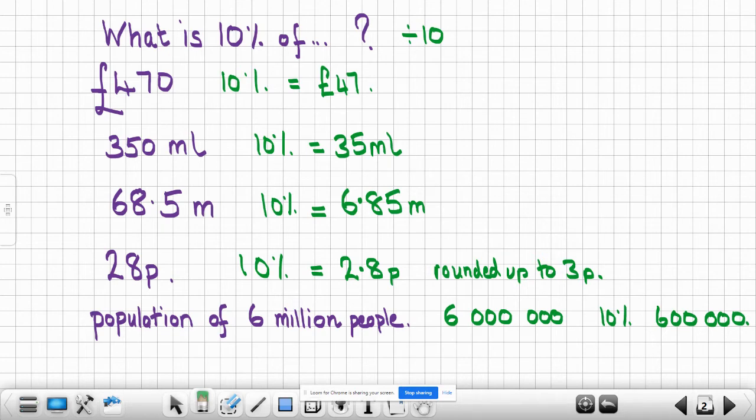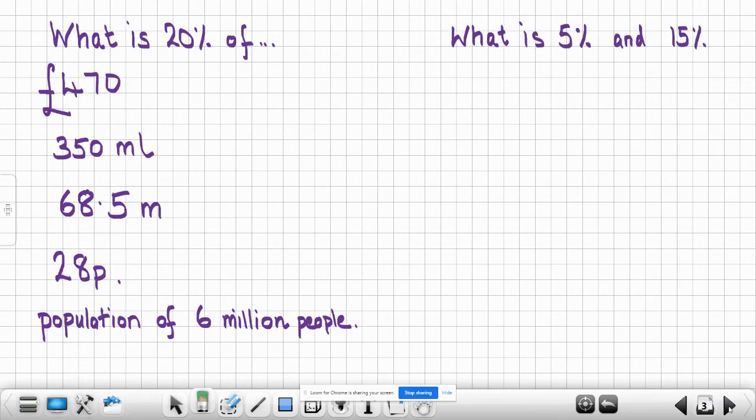But on top of that, once we understand the maths, we've then got to use it in context and understand the context that we're being given. And in these examples, they're all different units of measure. Okay, great. So if that is starting to make sense, let's see how we can use that further.